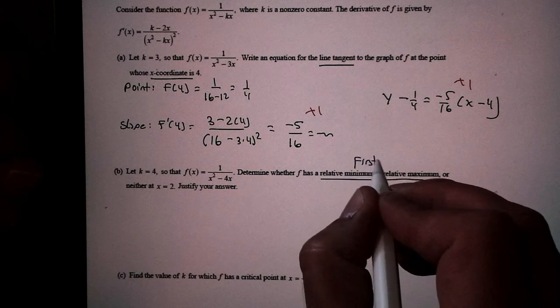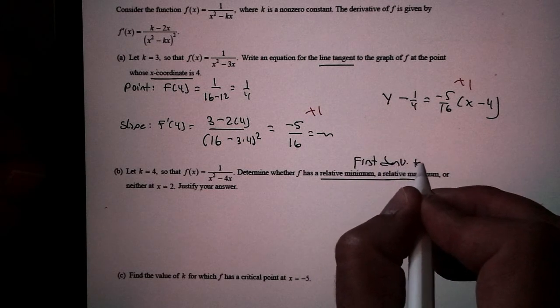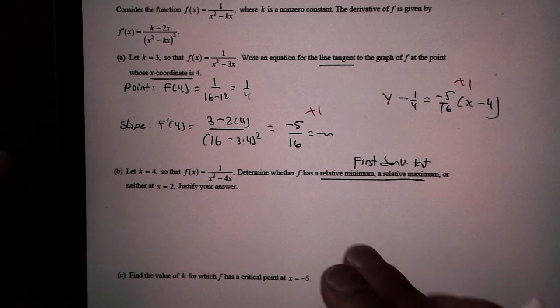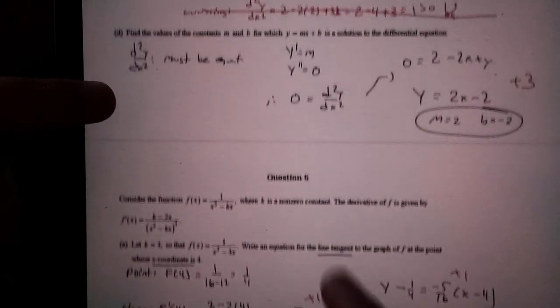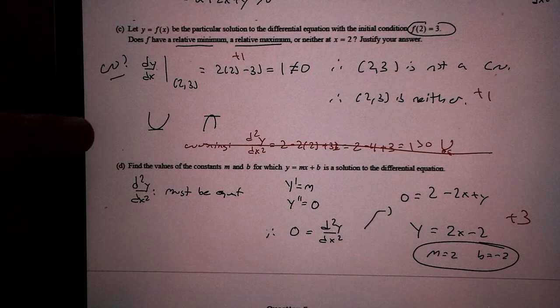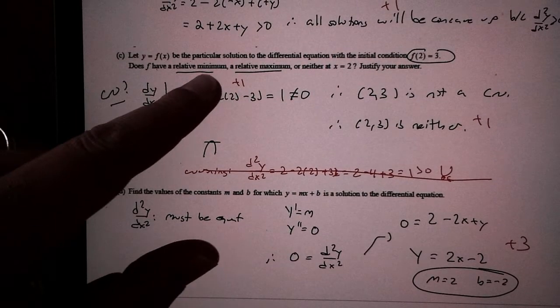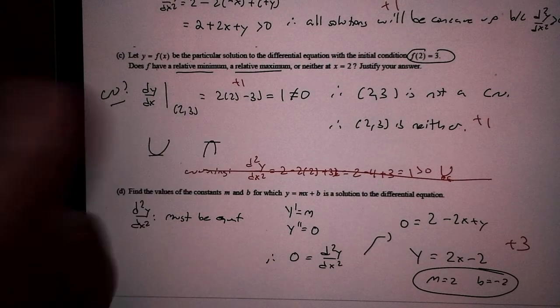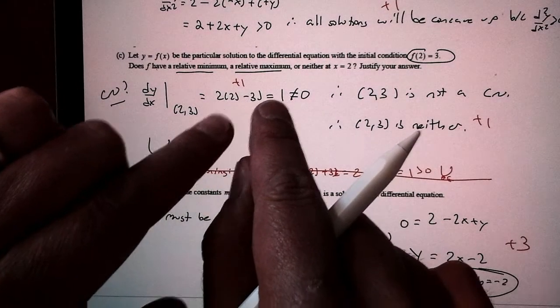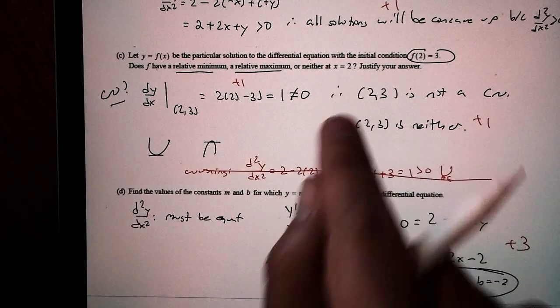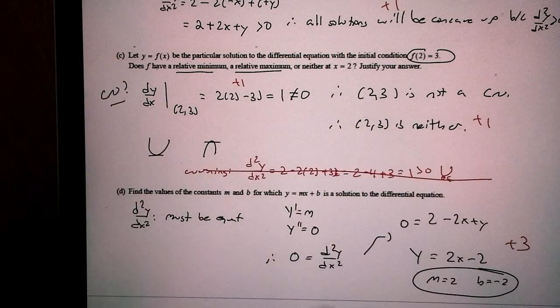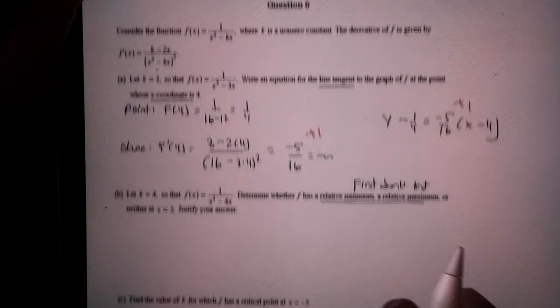The first derivative test. Now, think back to what we did for question number 4 real quickly. They also asked us to find a relative maximum minimum, but it didn't even have a critical number at the x value they were looking for. So you have to make sure that, one, we do have a critical number. So that's the first thing.